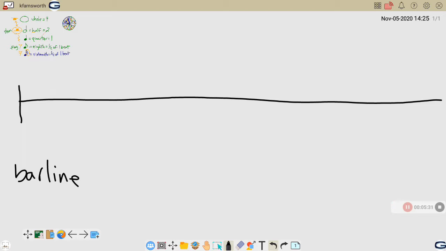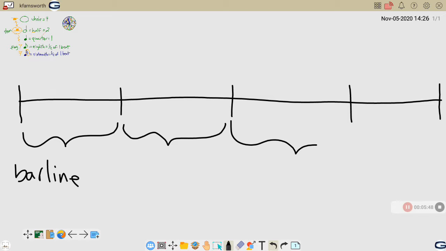And then I'm going to put one at the end too. And then I'm going to put other ones in the middle to divide my music up into parts. And those parts, the space in between each one of these, are called measures. And what they do, they're kind of like punctuation. They just help us divide the music up into pieces and make it easier to read.